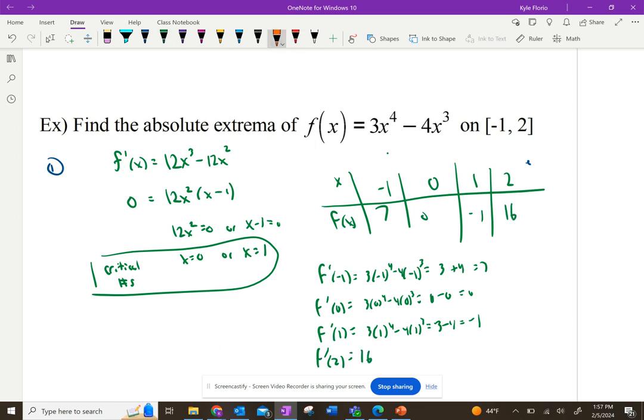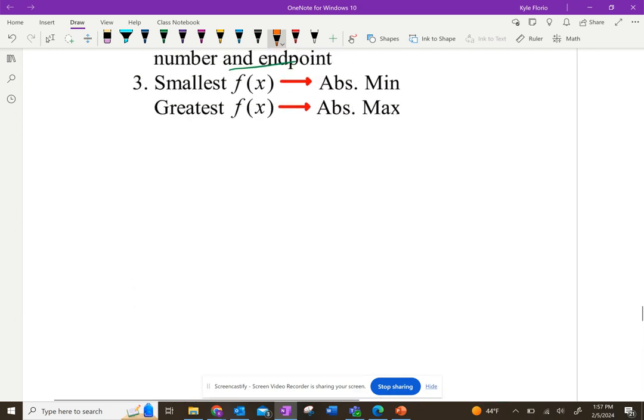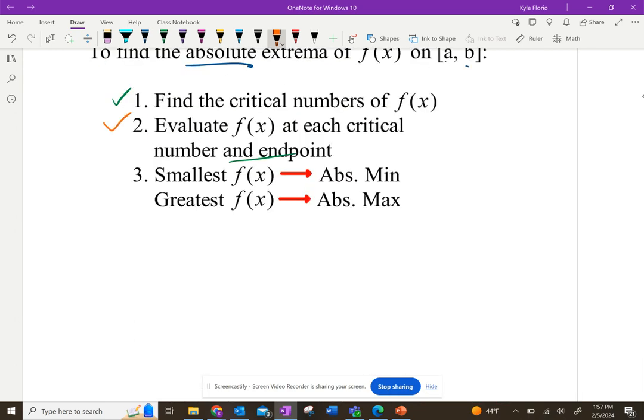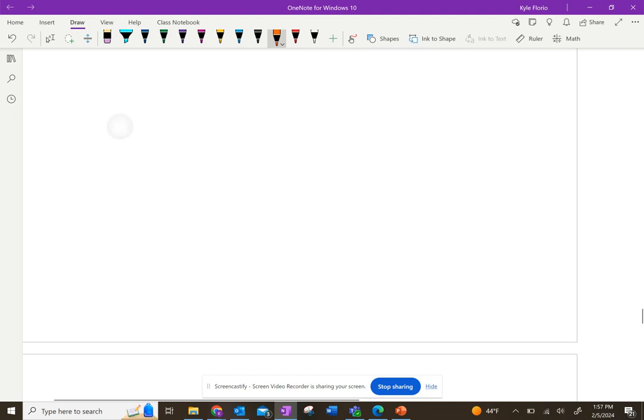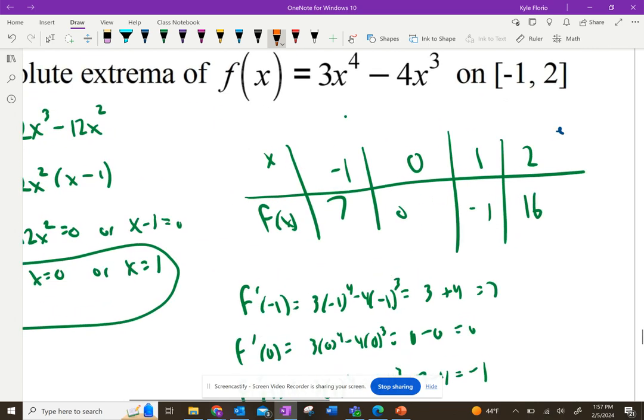So the absolute minimum is going to be the smallest value of the function, and the greatest one is going to be my absolute max. So here's my function. The smallest value is here, so we have an absolute minimum here. The greatest value is 16. That's going to be my absolute max.